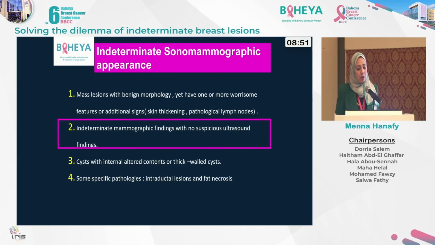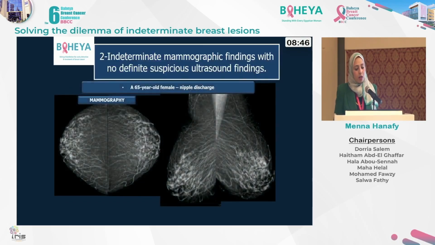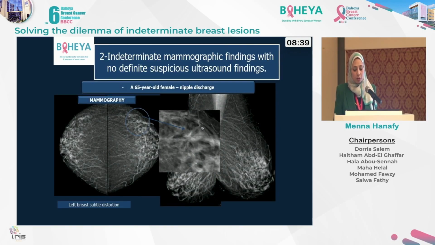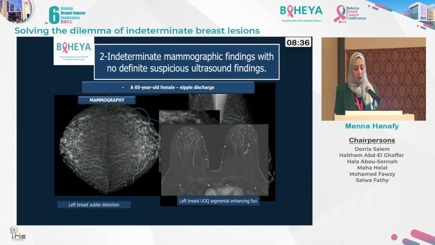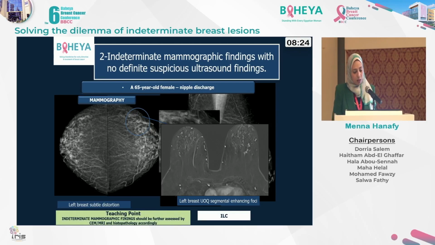Then, indeterminate mammographic findings with no suspicious ultrasound findings. A 65-year-old female patient presented with nipple discharge. Her mammography revealed subtle distortion in the left breast. Dynamic MRI was requested, revealing segmental enhancing foci in the left breast upper outer quadrant. Wire localization was done, revealing invasive lobular carcinoma. So, teaching point: indeterminate mammographic findings should be further assessed by contrast-enhanced mammography or MRI and histopathology accordingly.